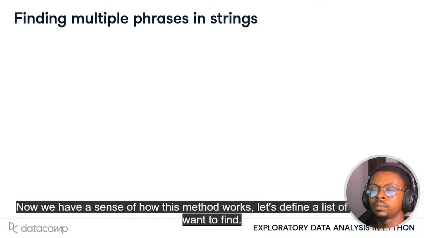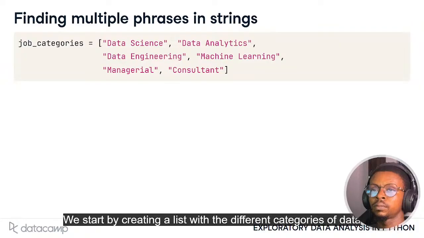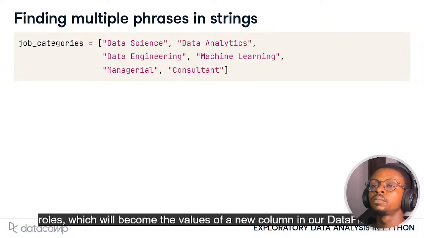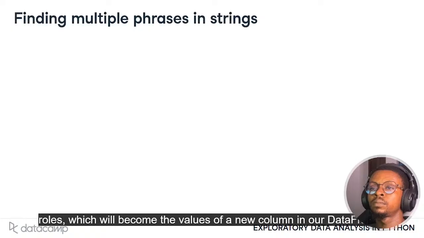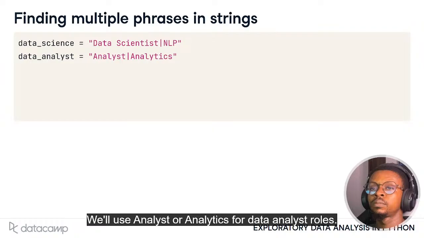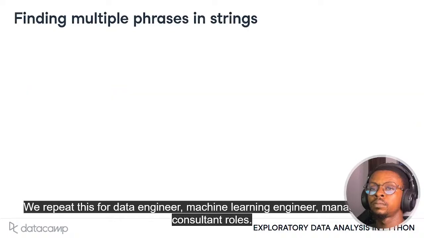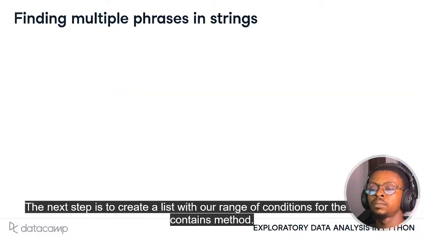Let's define a list of job titles we want to find. We start by creating a list with the different categories of data roles, which will become the values of a new column in our data frame. We then need to create variables containing our filters. We will look for data scientist or NLP for data science roles. We'll use analyst or analytics for data analyst roles. We repeat this for data engineer, machine learning engineer, managerial, and consultant roles. The next step is to create a list with our range of conditions for the str.contains method.